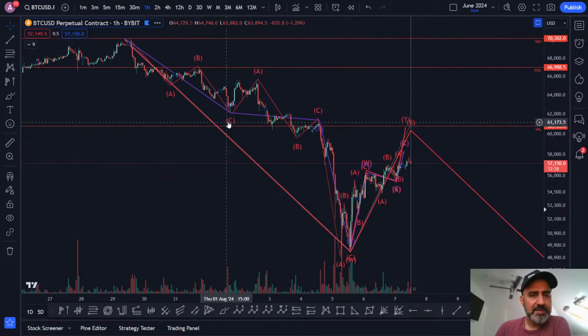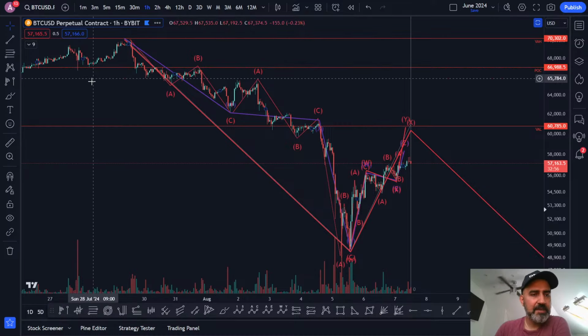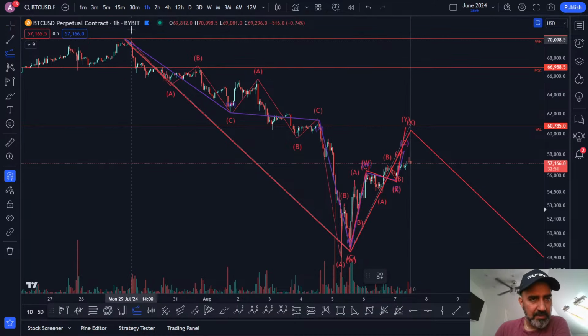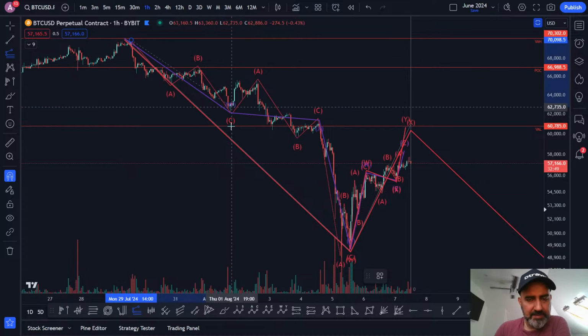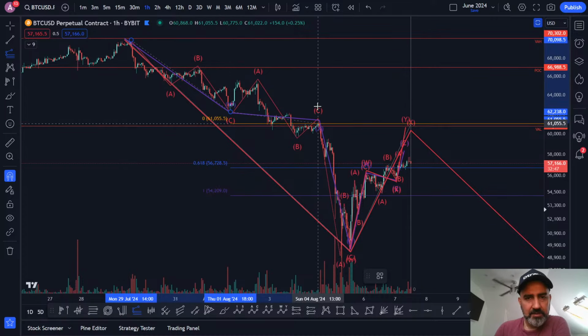So here, look, I've got this WXY, it's in purple, as you can see. What I'm going to do is some sort of trend-based fib from the C here to the top pivot here.